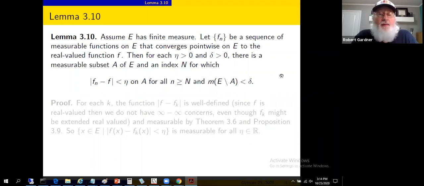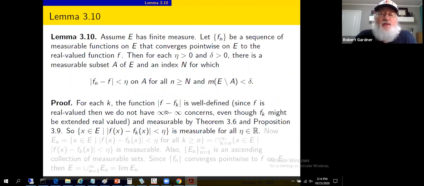All right, so let's prove that. First off, when we look at the absolute value of f of x minus f sub k of x, this is well defined. There's no infinity minus infinity concerns, which is a legitimate concern when you do arithmetic and you're allowing extended real numbers in. We are not for the f function. Maybe we are for the f sub n functions, but the limit function doesn't have any infinities in it. So there is no infinity minus infinity from this because the f function is never infinity.